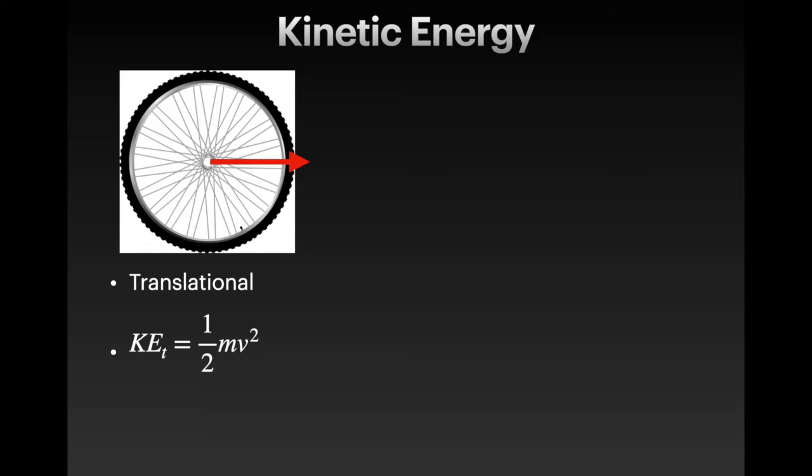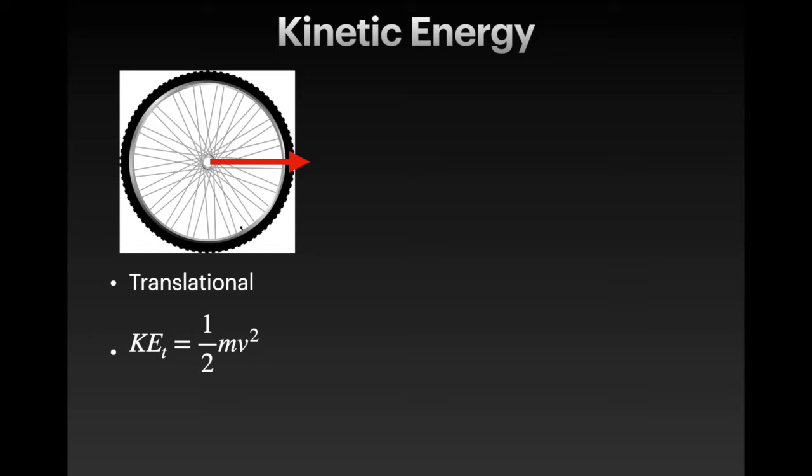So talking about kinetic energy, what we've worked with before is translational kinetic energy. It depends on the mass of the object and its velocity. And we have the familiar formula, 1/2 mv squared. Now, I've updated that slightly by putting a subscript t for translational on it.